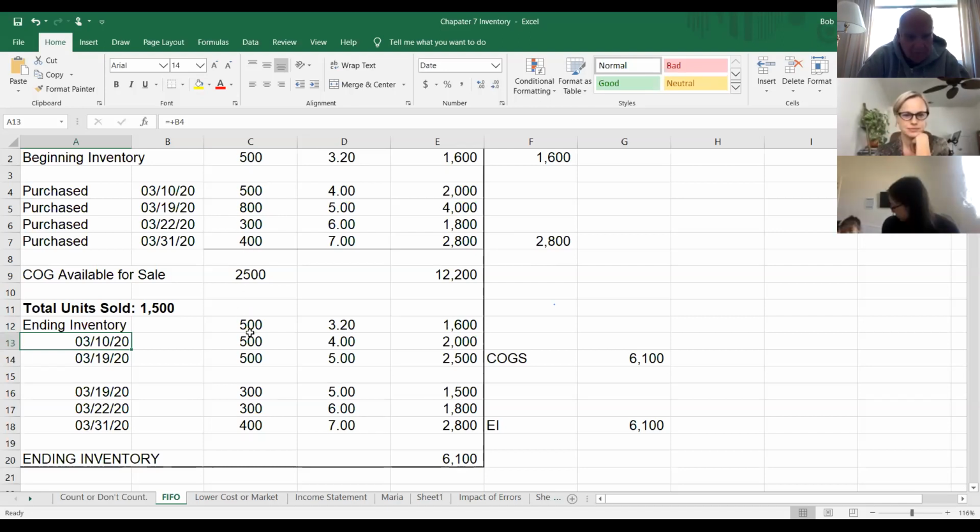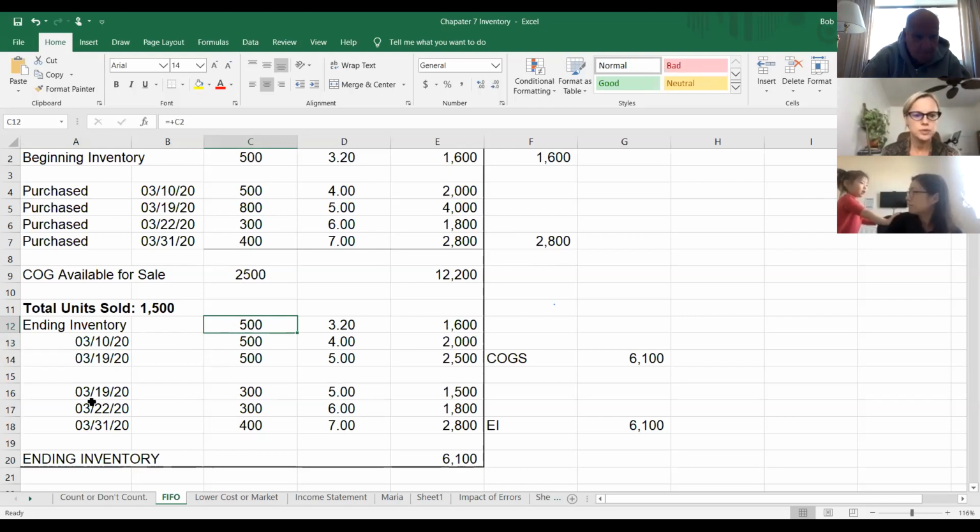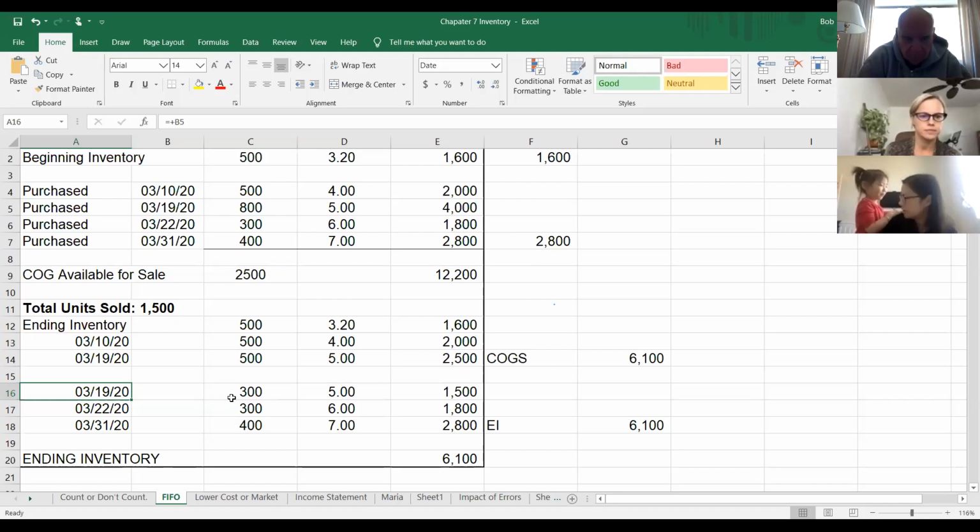All right, gonna ask Mom a question here. The inventory is 1,500 units. That's how much we had. That means we had 1,000 left. Do we agree? If you sold 1,500 out of the 2,500 that you had there, wouldn't the ending inventory be 1,000? Got it.